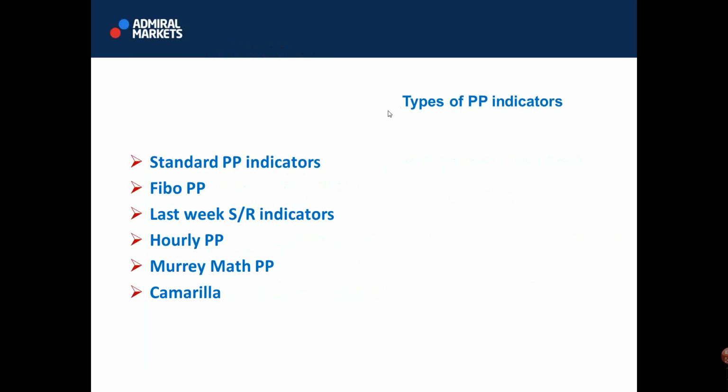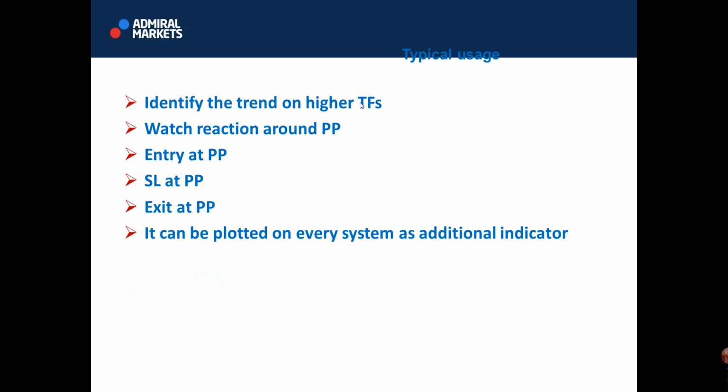Now the thing is, as I said, there are standard pivot point indicators, Fibonacci pivot points, last week support resistance indicators, hourly pivot points, Marionette pivot points, Camarilla. Those are all different pivot point indicators and calculations. You know about hourly pivot points. I presented that on premium webinars, so you probably know what hourly pivot points are about and how you can use them. An important thing is if you're fond of pivots, you should always have weekly pivot points and monthly pivot points on your chart. And I will show you later why it's also very good.